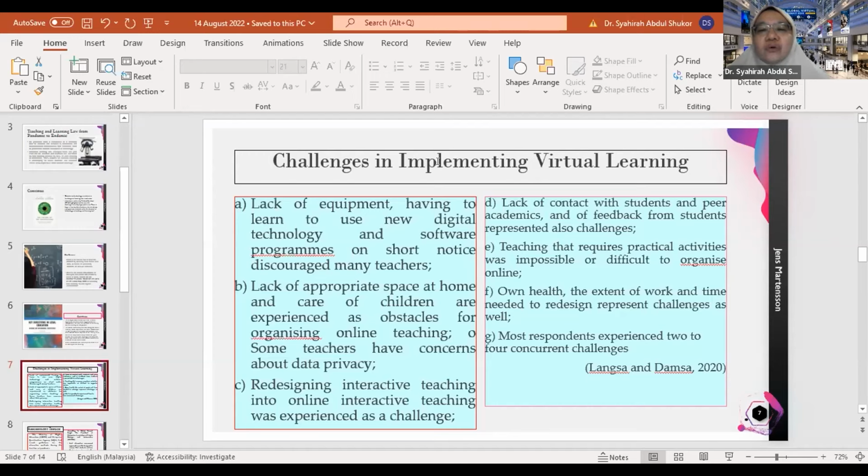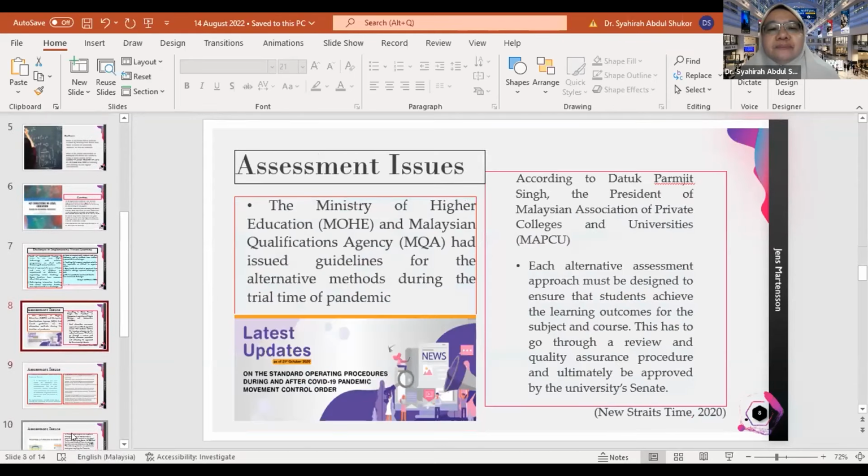So there is the issue of our own health, as we are struggling with COVID-19 and now influenza. The extent of work and time needed to redesign represents a challenge as well. And in that response, as found by Langsa and Damsa, most respondents experienced 2 to 4 concurrent challenges. Among the issues is work-life balance and so on.